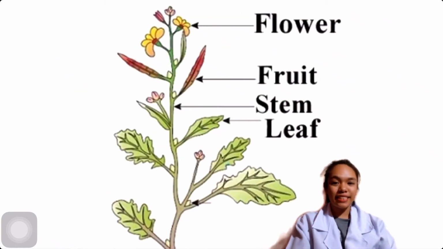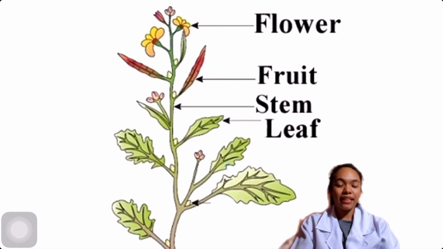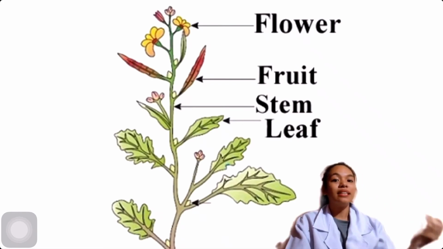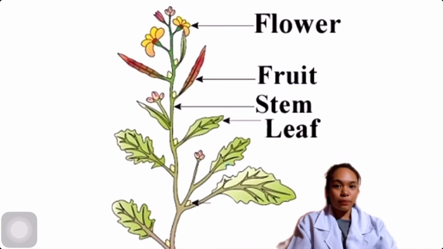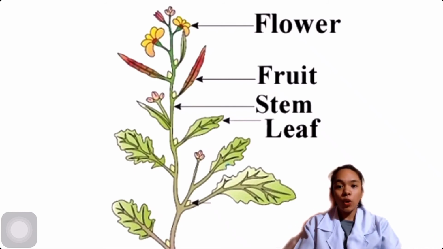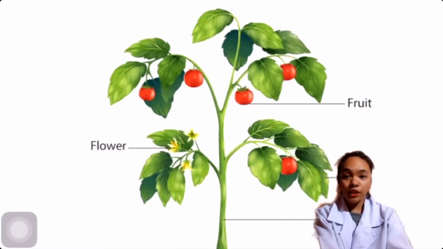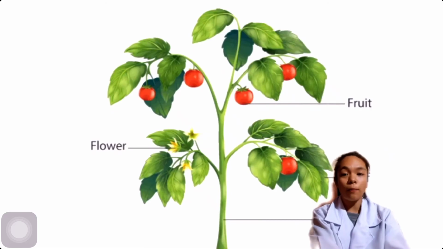The shoot system is the production center of a plant. It is composed of the flower, the fruit, the stem, and the leaves. It is functionally responsible for food production, which we know as photosynthesis, and the reproduction of the plant. It is usually above the soil and develops upwards. Now, I will discuss the functions of the parts of the shoot system.